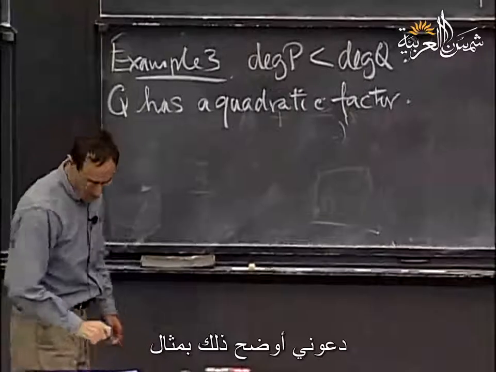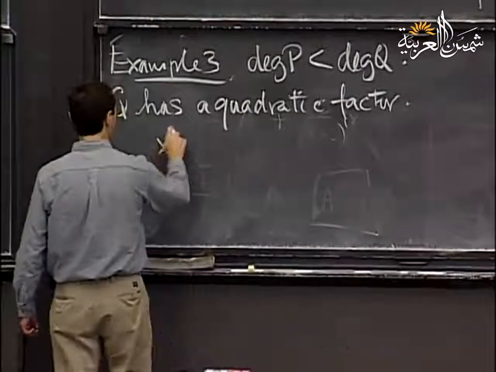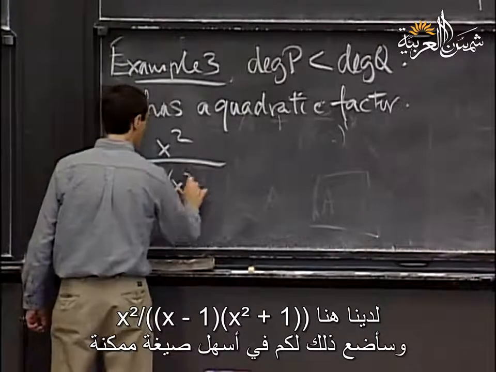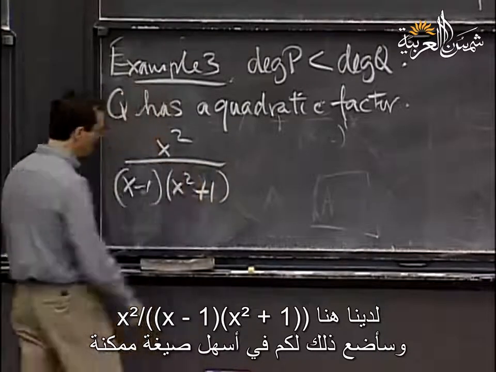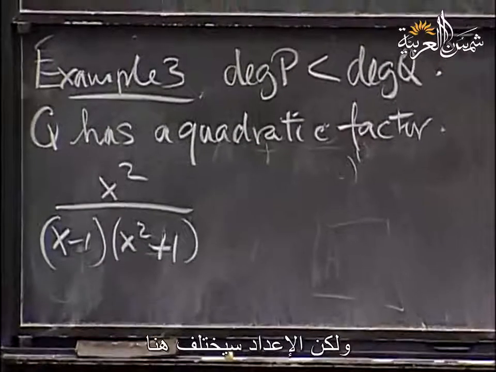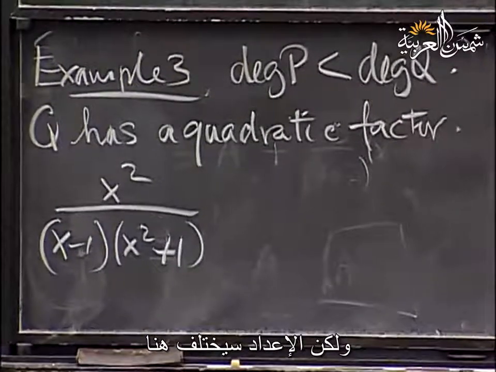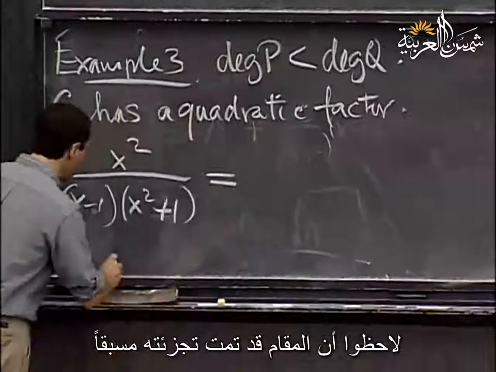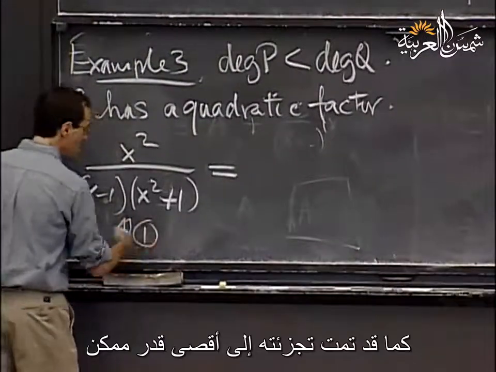Let me just, again, illustrate this by example. I have here x minus 1, x squared plus 1. I'll make it about as easy as they come. Now, the setup will be slightly different here. Here's the setup. It's already factored. I've already done as much as I can do.